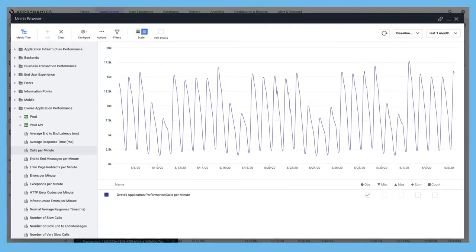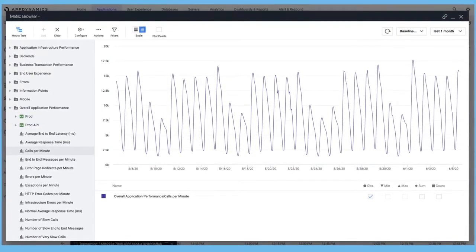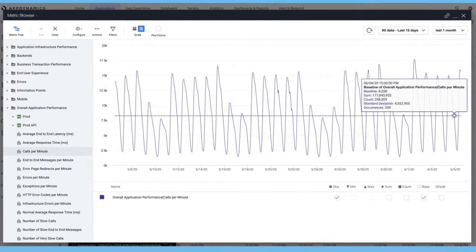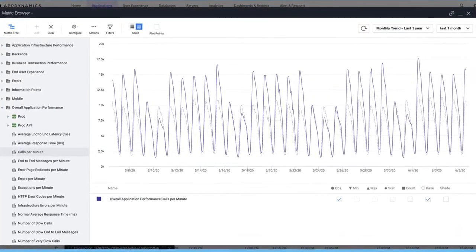Now, it's also important to choose the proper baseline trend that accurately represents the behavior of your application or metric. Here you can see that our calls per minute have a Monday through Friday pattern that differs on the weekends. See what happens when we apply a 15-day, daily, monthly, and finally a weekly trend. Choosing the wrong baseline trend can cause critical conditions to, again, be either too noisy or to not alert or fire at all.